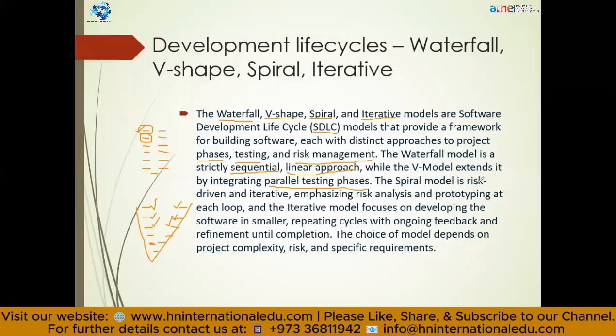The spiral model is risk driven and iterative. Iterative means what? Iterative means we have these few steps. We will again follow the same steps, work on all of them, and add a new feature into our product. Then we will again follow all the same steps. We perform the same steps repeatedly in the spiral model.